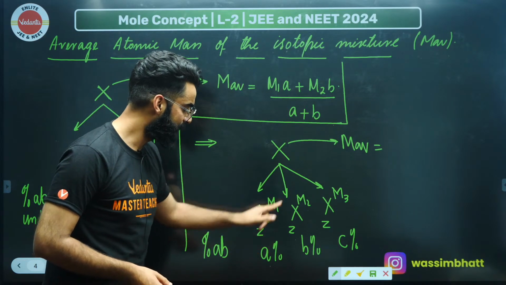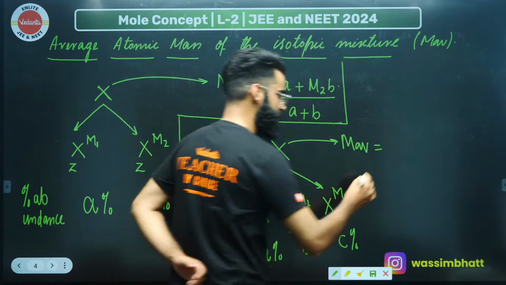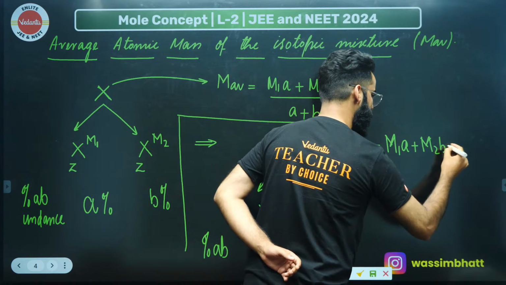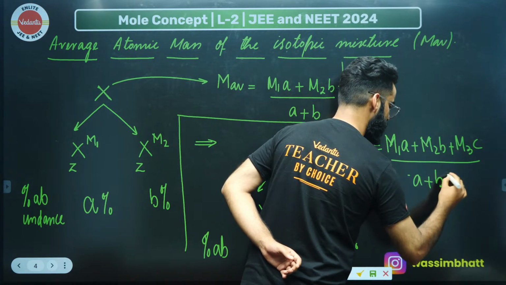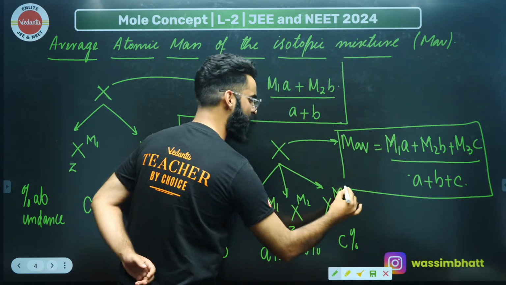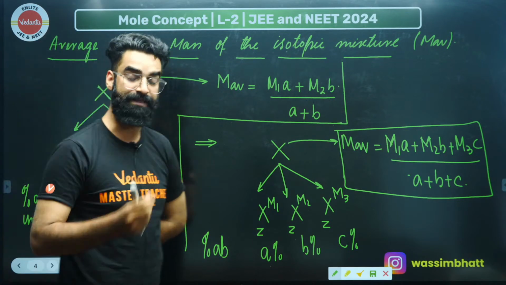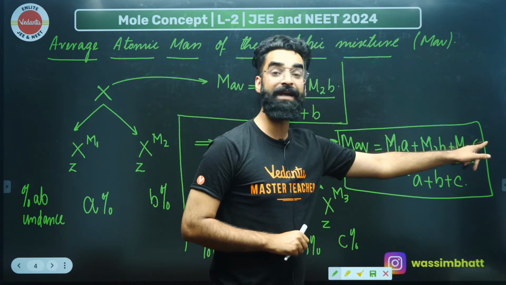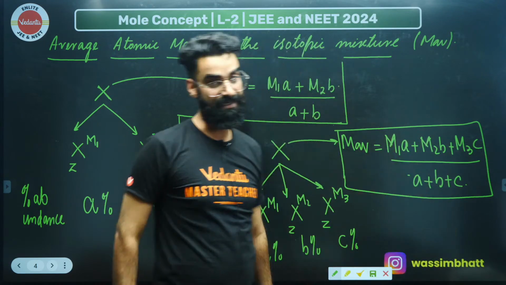It'll be M1A plus M2B plus M3C divided by A plus B plus C, right? So this is the formula which you'll be using in order to calculate the average atomic mass of the element which has 3 isotopes, right? Let's say you have an element which has 4 isotopes. How will you modify this formula? In the numerator, you'll write M4D. In the denominator, you'll add one more term, that's going to be D, right?